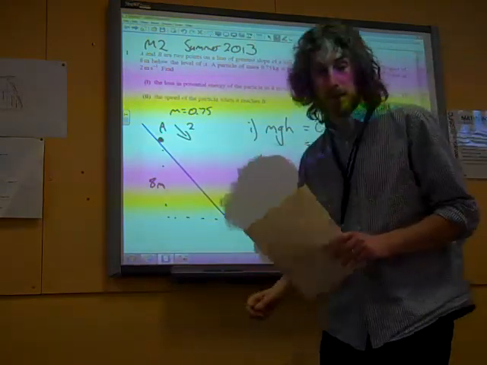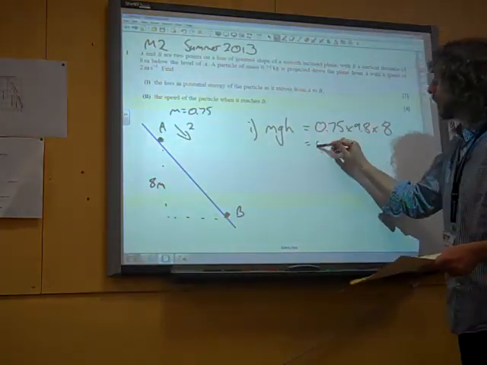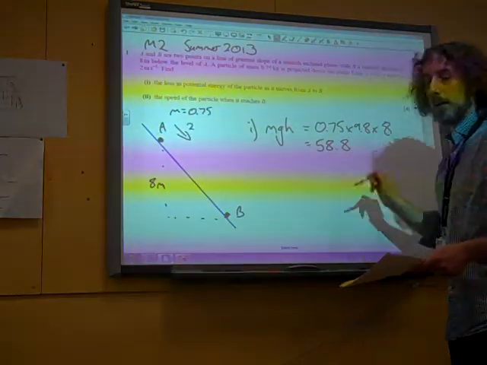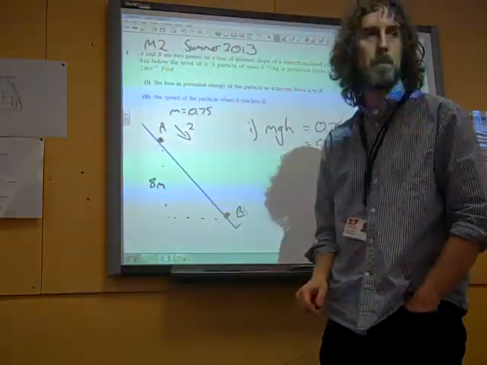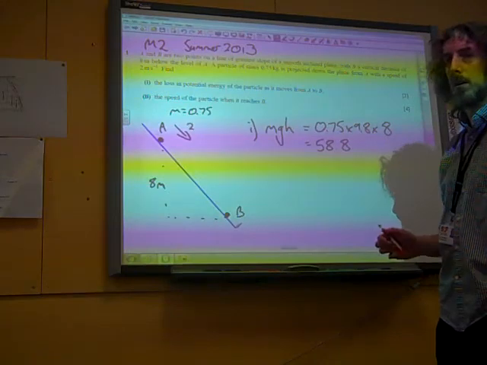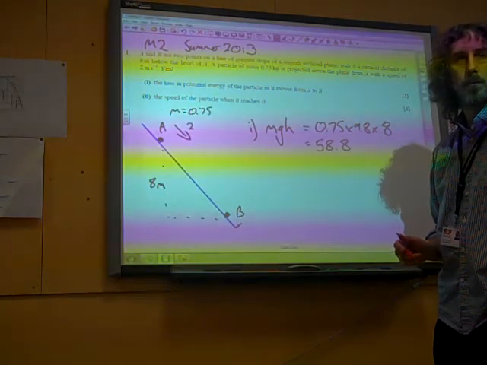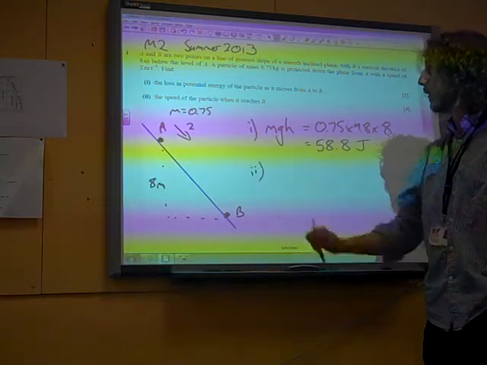0.75 times 9.8 times 8 gives us 58.8. And what is the unit that we measure this in? Joules. So that's part 1.